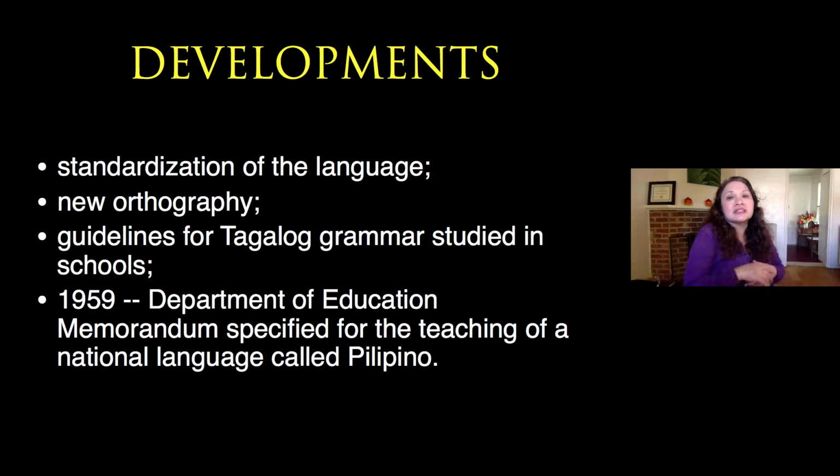What happened? So the language was standardized. There was a new orthography, specifically the comeback of the letters K and W. The guidelines for Tagalog grammar became studied in school, and in 1959, the Department of Education issued a memorandum, and this memorandum specified that a national language called Filipino would be taught in all elementary and high schools.